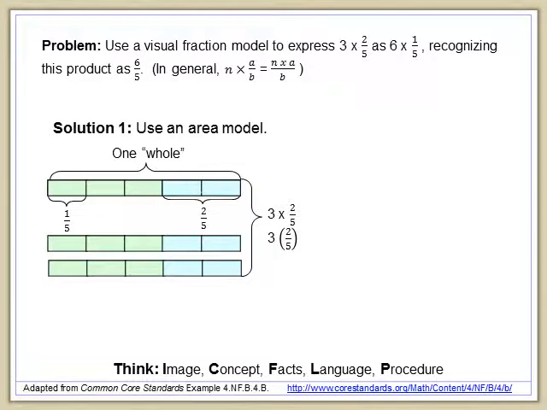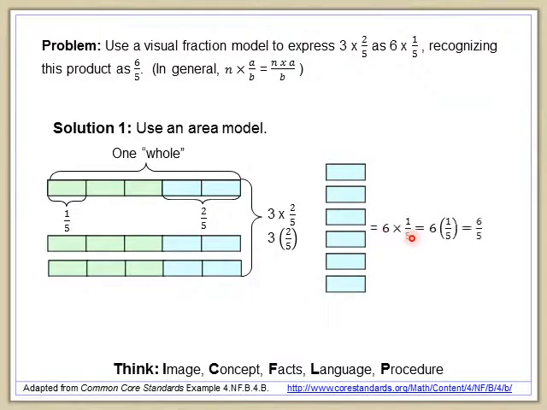If we count these up, we see that there are 1, 2, 3, 4, 5, 6 of these 1/5 size units. So 3 of the 2/5 size units is the same as 6 of the 1/5 or unit fraction. We can explode that out and see this pictorially this way. Each of these fifths is one of these here, and we've got 6 of them. So this is equal to 6 times 1/5, also written this way with the parentheses, which equals 6/5.